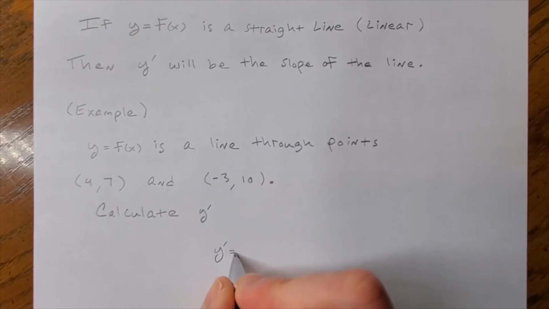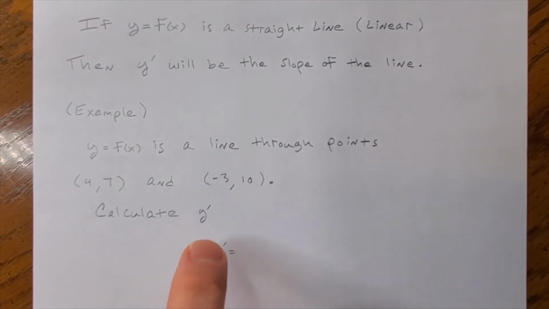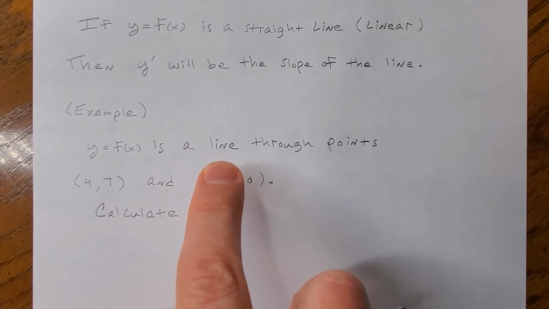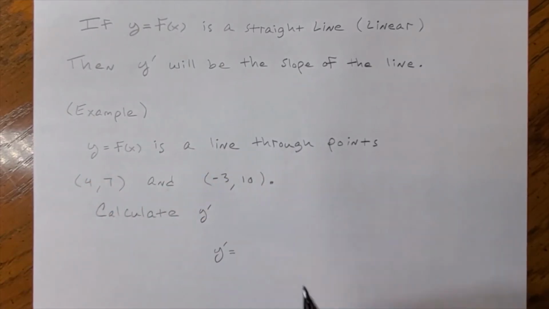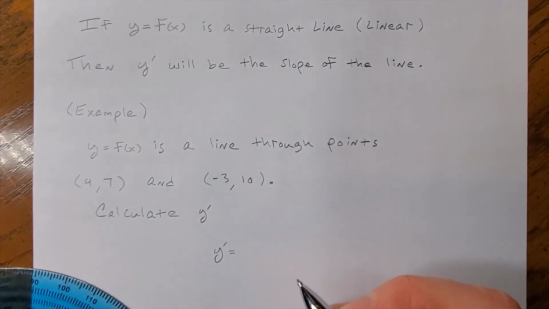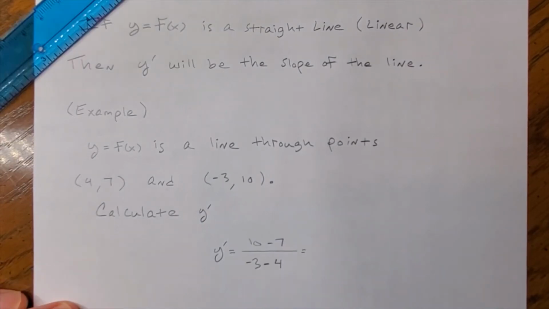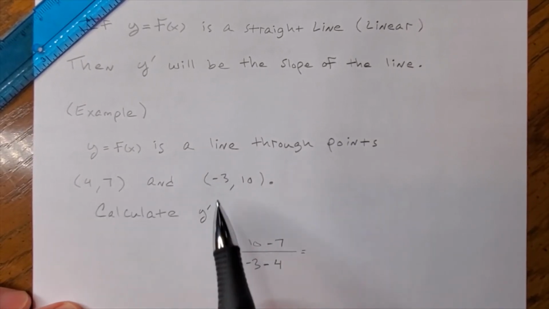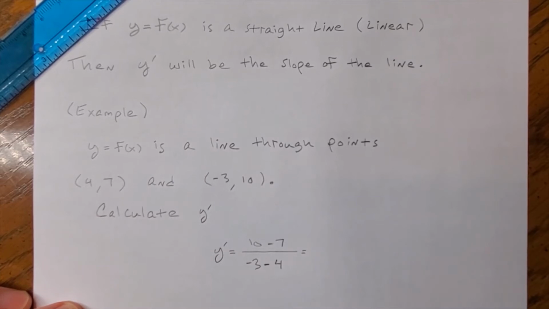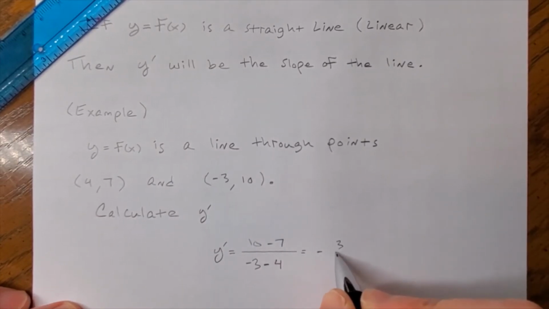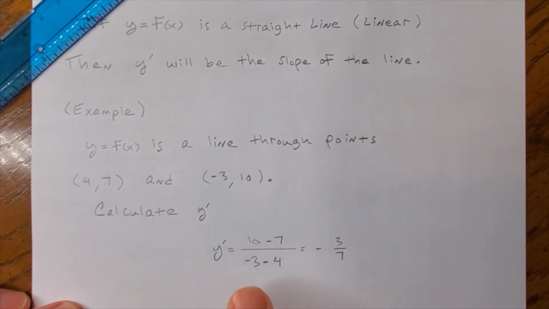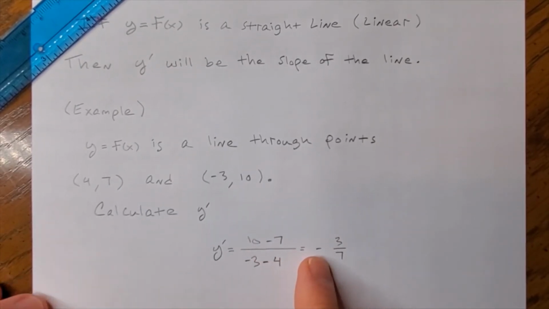But I remember, maybe you remember too, learning in algebra that if I have a line and I know 2 points on it, it's possible for me to calculate the slope. Do you remember learning that? Isn't that how you do it? Yeah, that's y2 minus y1, 10 minus 7 over negative 3 minus 4. So we'll get a slope of negative 3 over 7. That means y prime is negative 3 over 7.